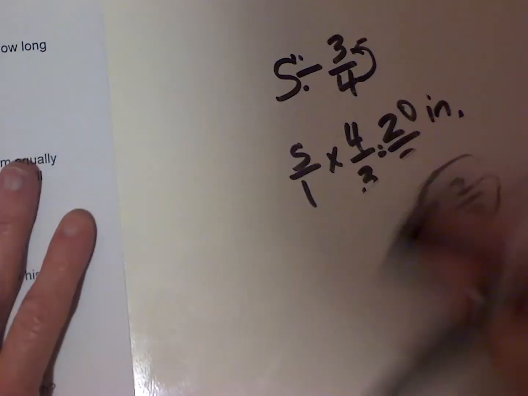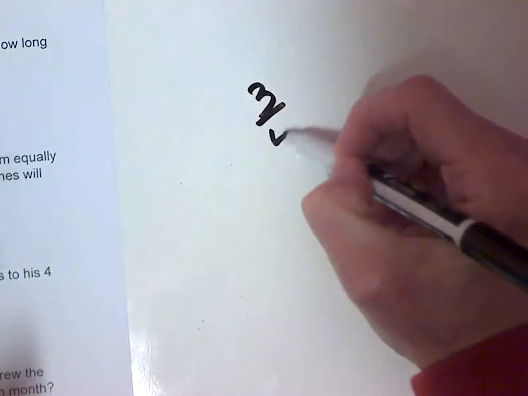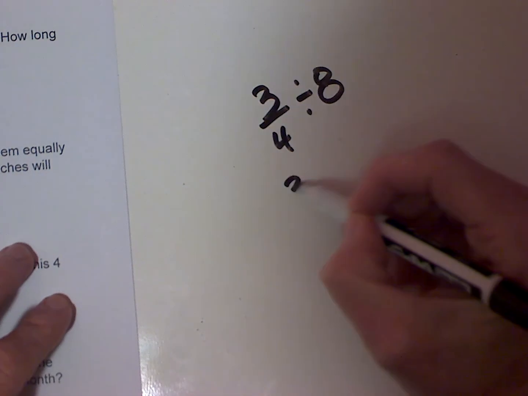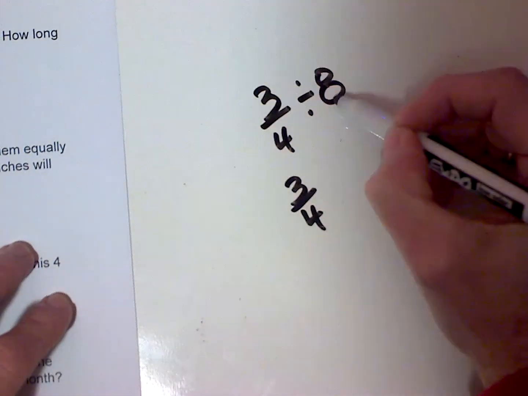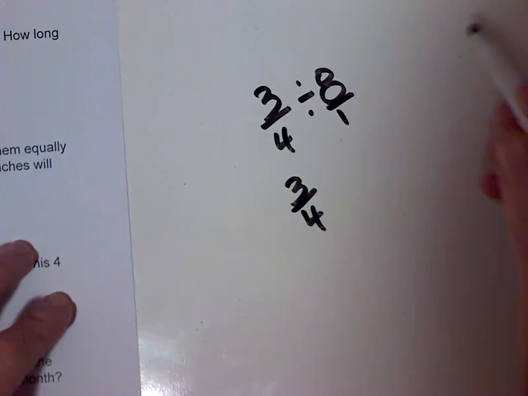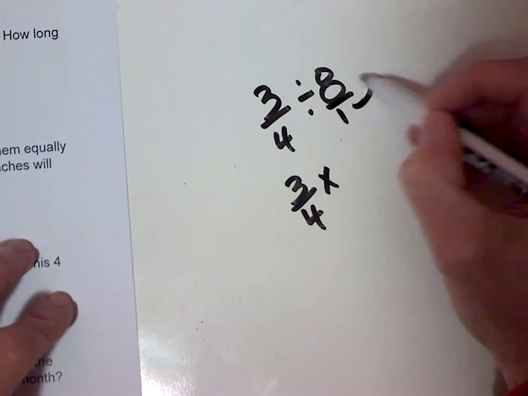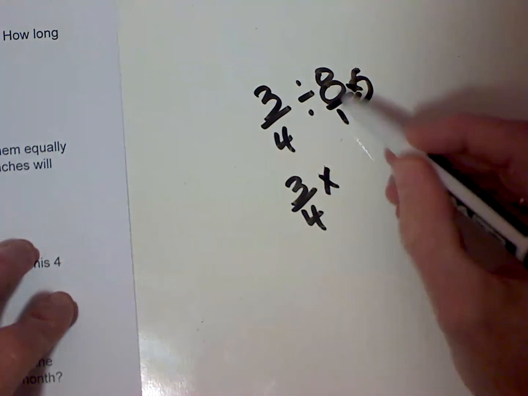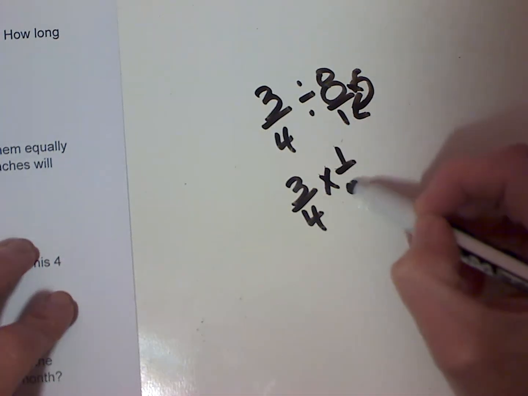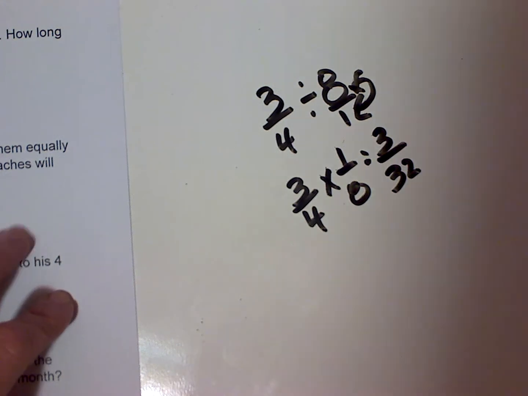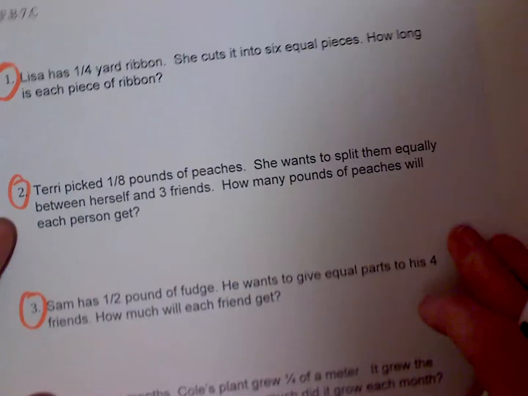Or the fraction can be first. If we have 3/4, let's say divided by 8. We'll go ahead and bring down, put that whole number over 1 before we get started. Bring down, switch division to multiplication, and then flip. So instead of 8 over 1, it's 1 over 8. We get 3 over 32. So today, let's look at a couple of these.